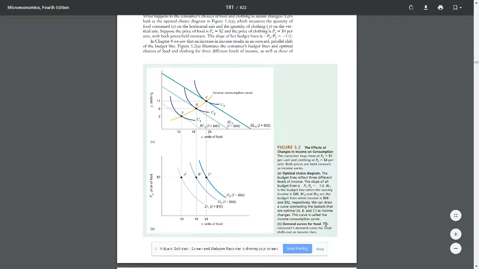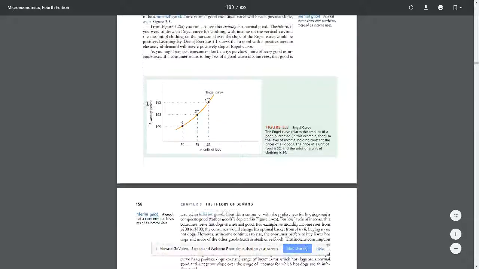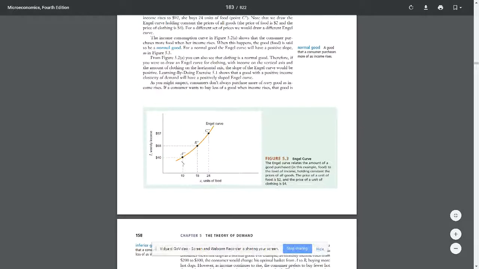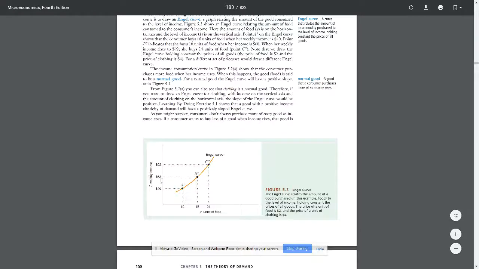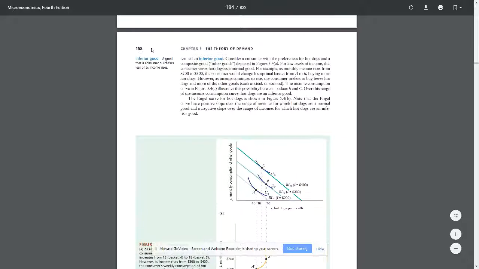Then we can make something called an Engel curve, which relates income to the amount that they're buying. And so if it has a positive slope, that means that as income goes up, they're buying more, so it's going to be a normal good. But if it has a negative slope, then as the income goes up, they're going to be buying less. So that's going to be an inferior good.